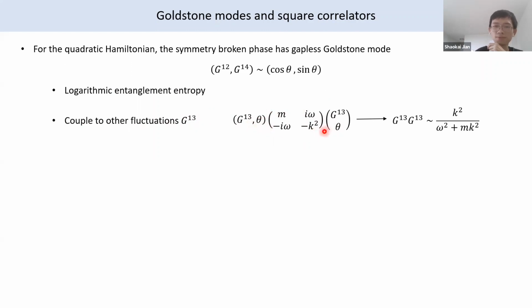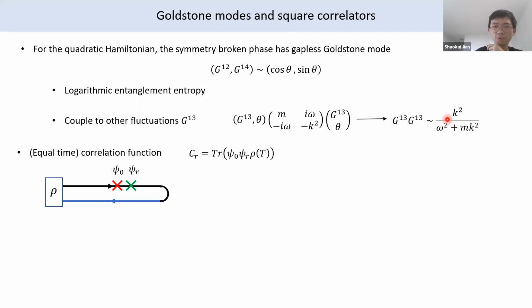For the Goldstone mode, its mass is 0. K is the momentum. And for G13, nothing forbids a finite mass. So in general, it has a finite mass M. And the coupling between G13 and θ is actually proportional to the frequency. This has a symmetry argument, but let me not go into the details. So at the end of the day, we get a correlation function for G13, and because of its coupling to the gapless Goldstone mode, the correlation becomes gapless as well, but it has a different correlation from this Goldstone mode. So how can we see this correlation?